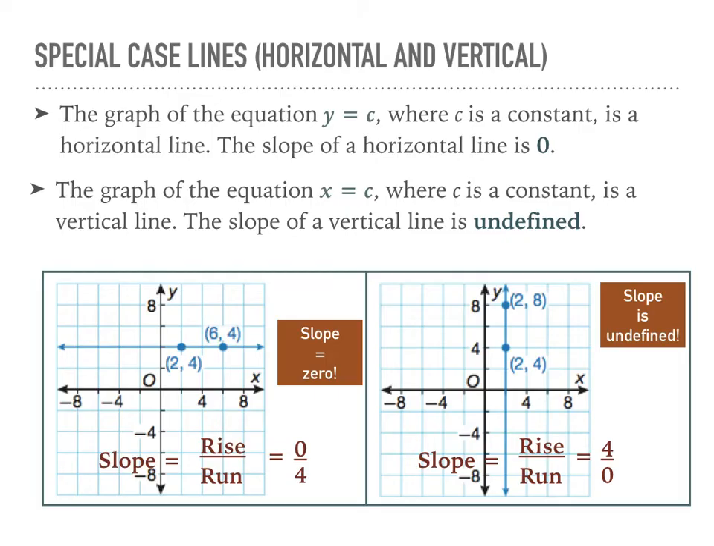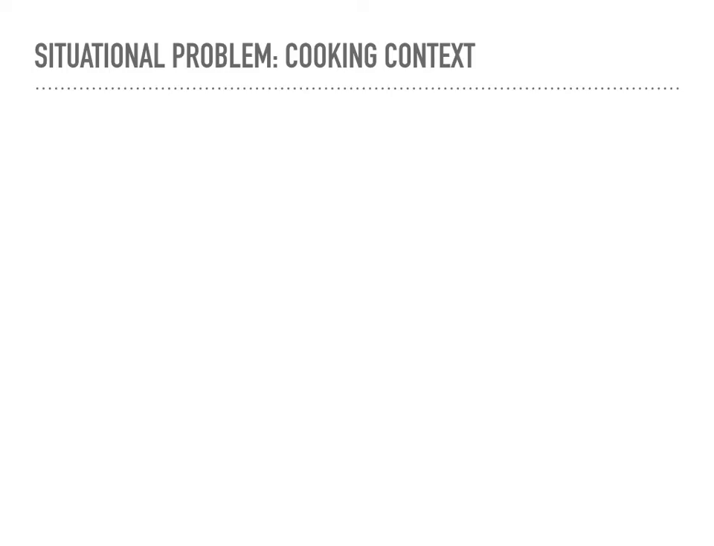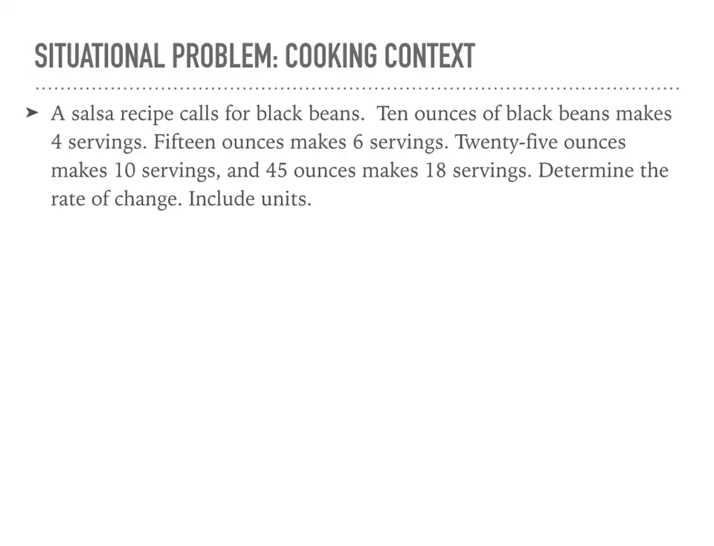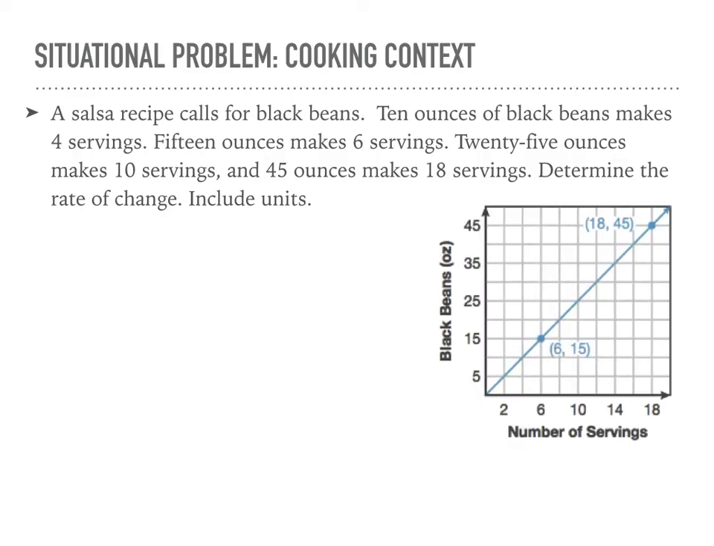Next, let's look at a situation, cooking. A salsa recipe calls for black beans. 10 ounces of black beans makes 4 servings. 15 ounces makes 6 servings. And you can see this information depicted in the graph. 25 ounces makes 10 servings. And 45 ounces makes 18 servings. Determine the rate of change and include units.